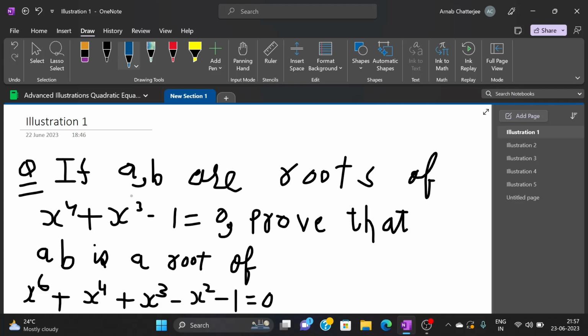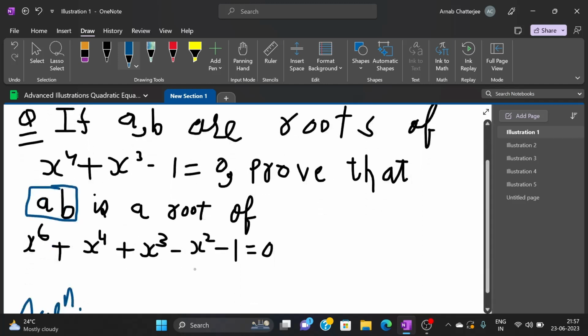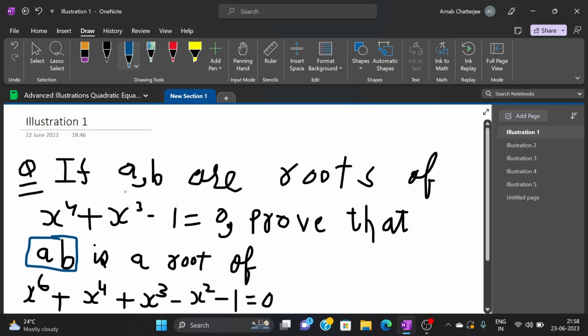So what are the approaches we can think of? See, we have to do something with this a multiplied with b. So I have to think of a method to generate this ab. If I cannot generate ab, then I would never get something like this form. They have said that a, b are roots of this equation. They never said that ab is real, positive, negative, nothing of that sort mentioned. It is just said that a, b are roots of the given equation.